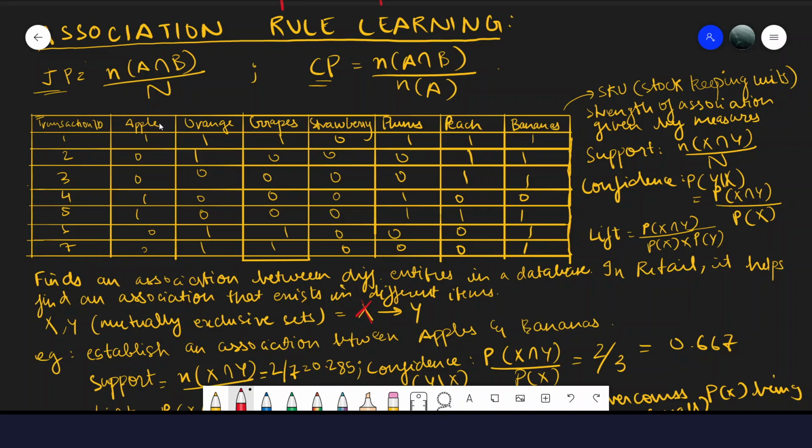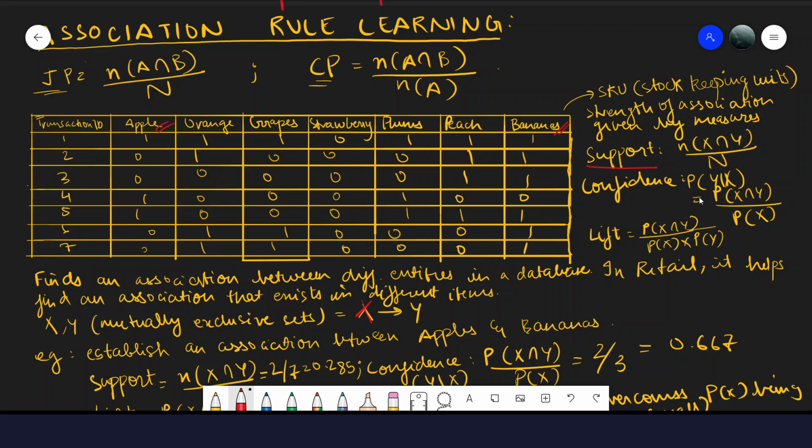For this example, I'll be trying to establish an association between apples and bananas. So I want to find the strength of the association. For that, I have some measures. First off, there's support. The support is nothing but the joint probability between apples and bananas: N of X and Y upon the total number of observations.